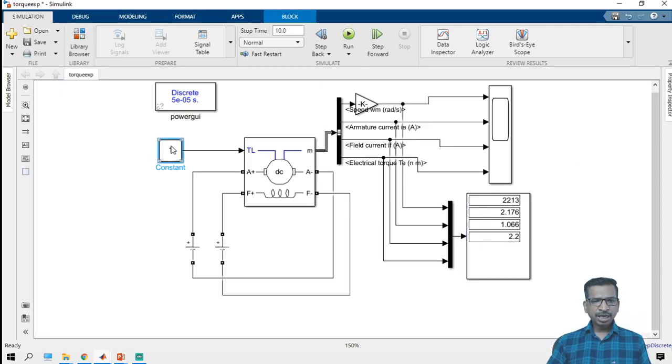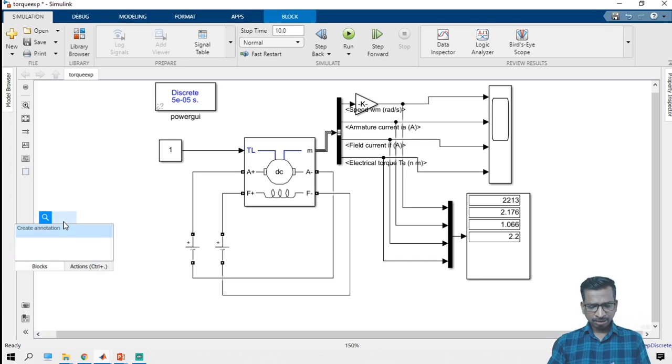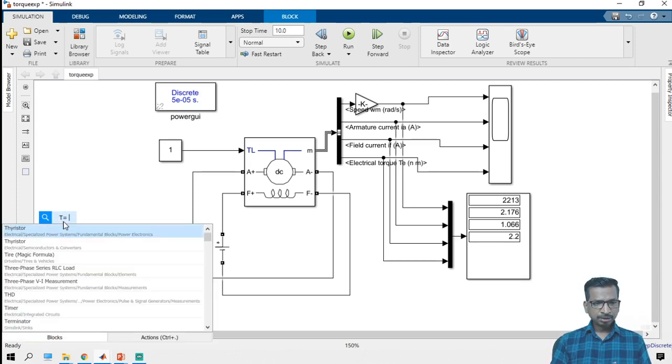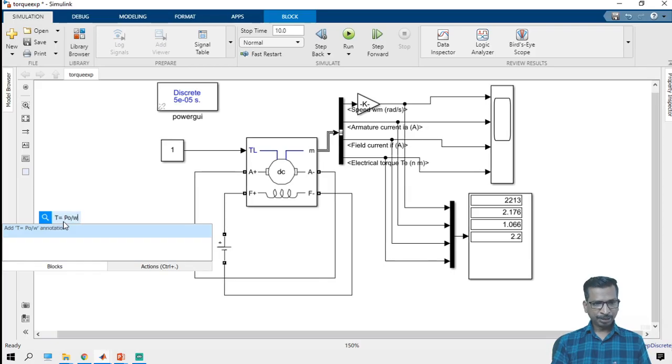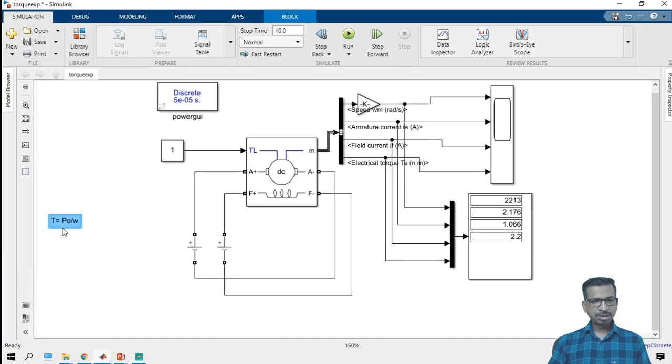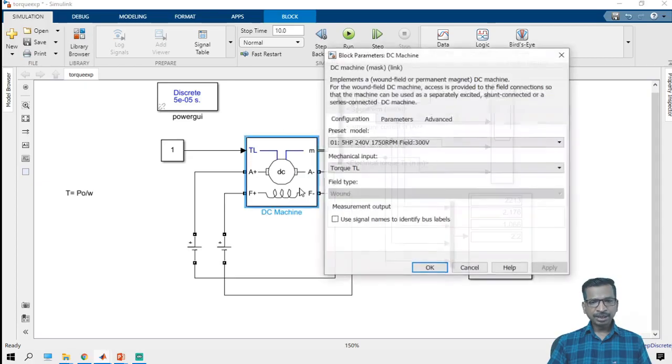And now if you change the load, how much load can be applied? See, there is a formula: T is equal to P naught divided by omega. So this is the total torque available at the motor shaft. P naught, if you take a HP motor power, is 5 HP. So this is the mechanical power. So HP is nothing but mechanical power.